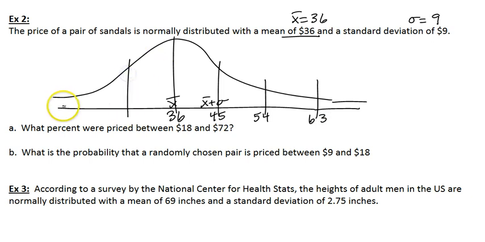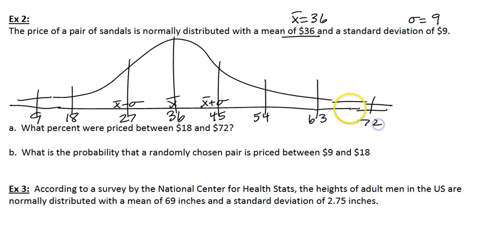Now I'm going to go the other way. 36 subtract 9 is 27. Subtract 9 is 18. Subtract 9 is 9. You will really get fast at setting these up after you've had a few practice tries. All right. What percent were priced between $18 and $72?